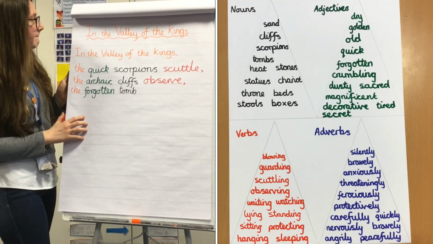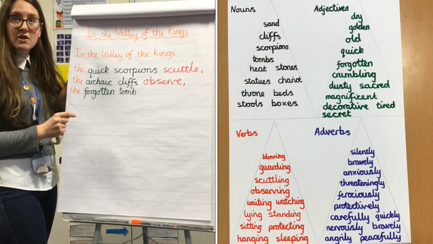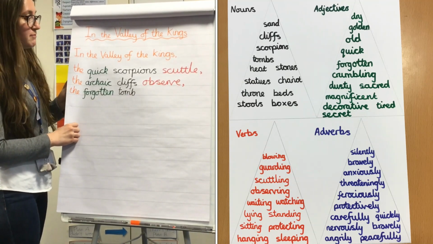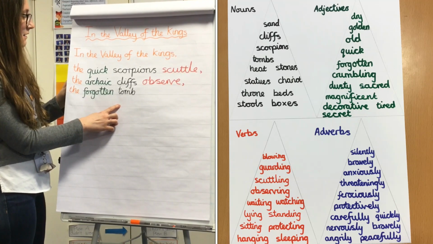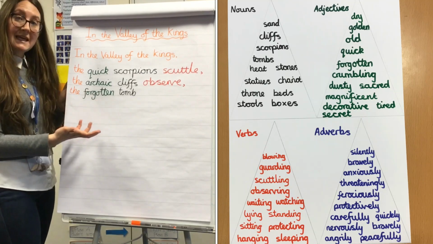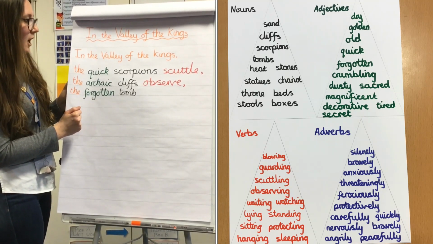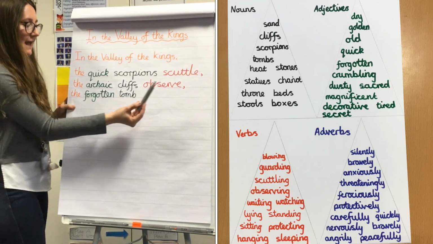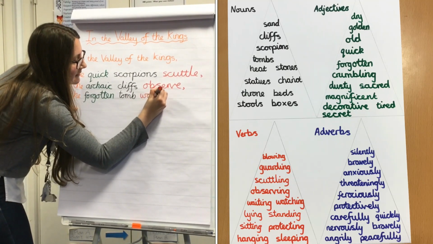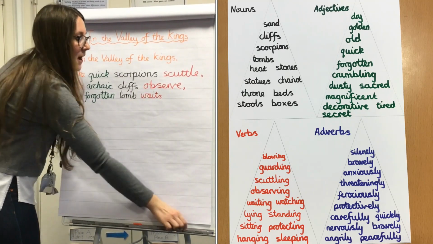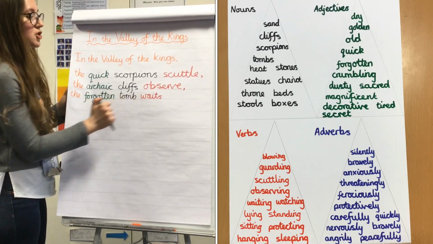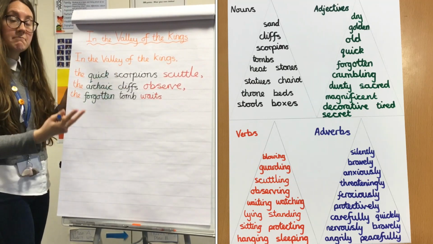What's the tomb doing? Now this is also a great opportunity to get personification in there, so giving something non-human, the tomb, a human quality. So it could be the forgotten tomb is lying, the forgotten tomb is sleeping, the forgotten tomb, I'm going to have waits, because I can't have the forgotten tomb waiting, so I'm going to change that to waits. The forgotten tomb waits, that's my verb, and then I'm going to have my adverb. So how is the forgotten tomb waiting? The forgotten tomb waits silently, I could have that.